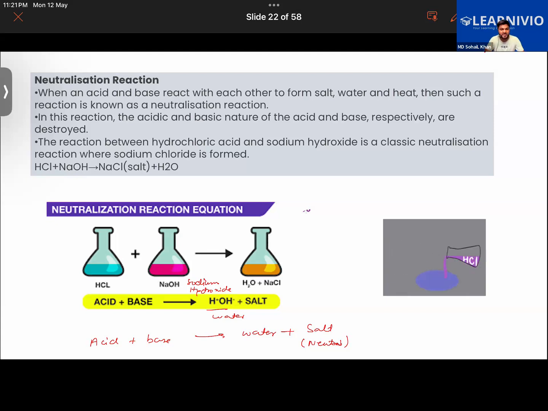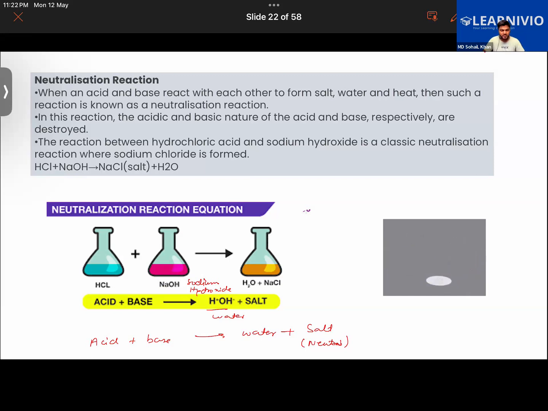So whenever an acid and a base react with each other to give salt and water, such a reaction is known as a neutralization reaction. And in this reaction, the acidic and basic nature is lost, like they are kind of destroyed. Okay, now. This reaction between hydrochloric acid and sodium hydroxide is the classic example of the neutralization reaction. Hope you have understood it this much.